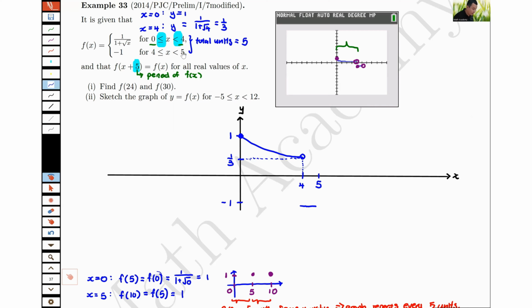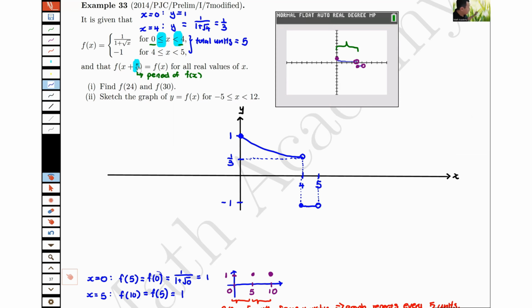Always check, do you include or exclude that value? We are including at 4 and excluding at the value 5. And I can also connect up this way. This is for one cycle. One cycle means 0 to 5.